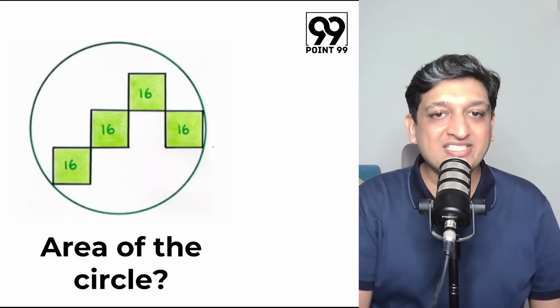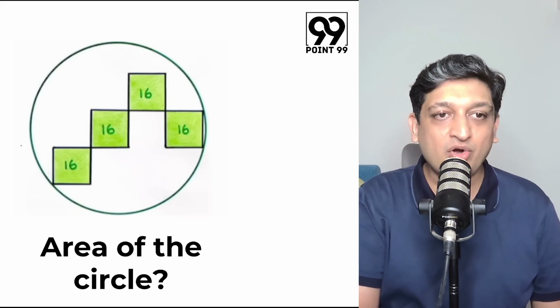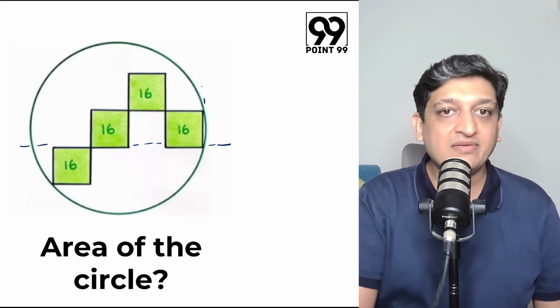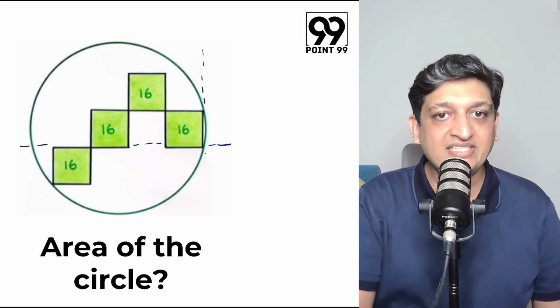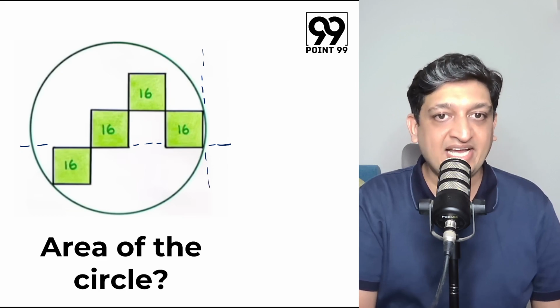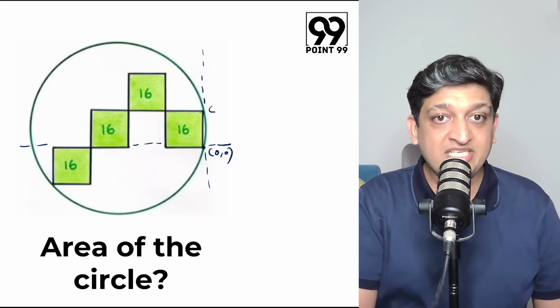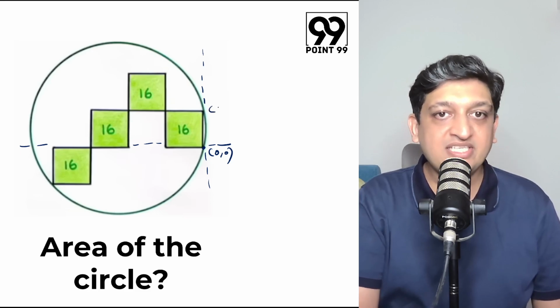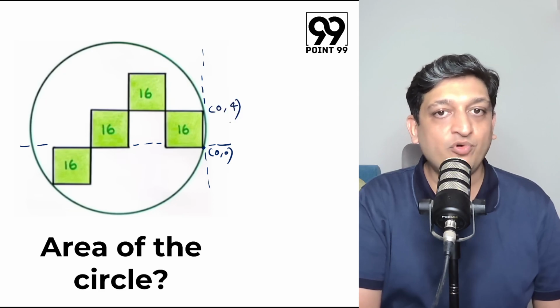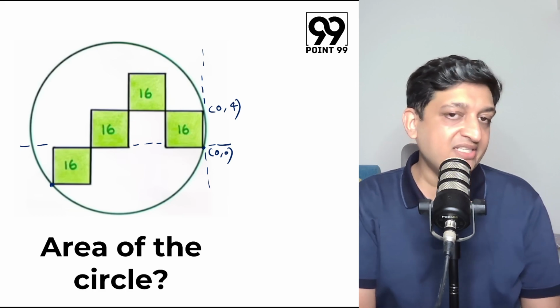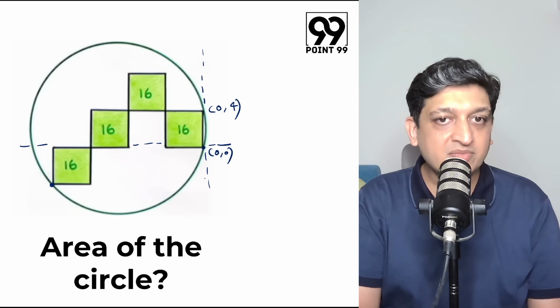So first of all, let's assume that we are talking about the coordinate geometry system of XY axis. So we are talking about this being the Y axis and the horizontal axis being the X axis. Let's say this point is present at 0, 0, which means that because the side length is 4, this point will be 0, 4. What about this point here?